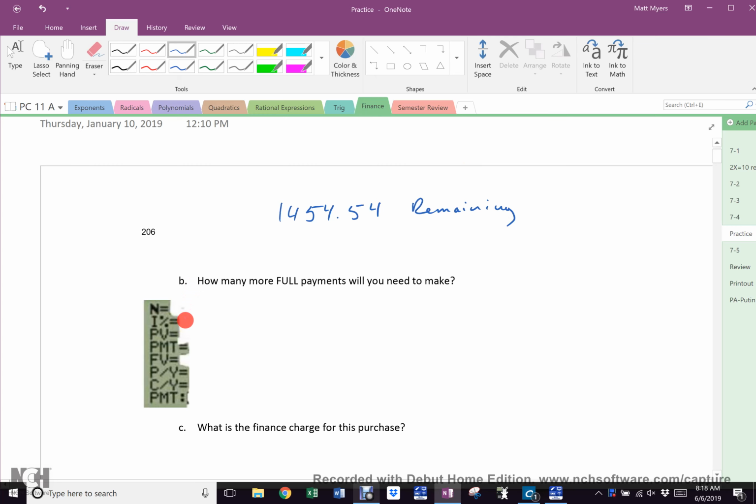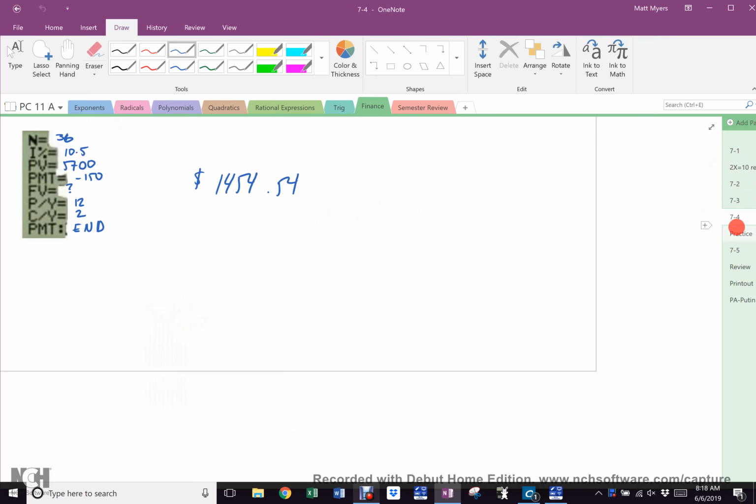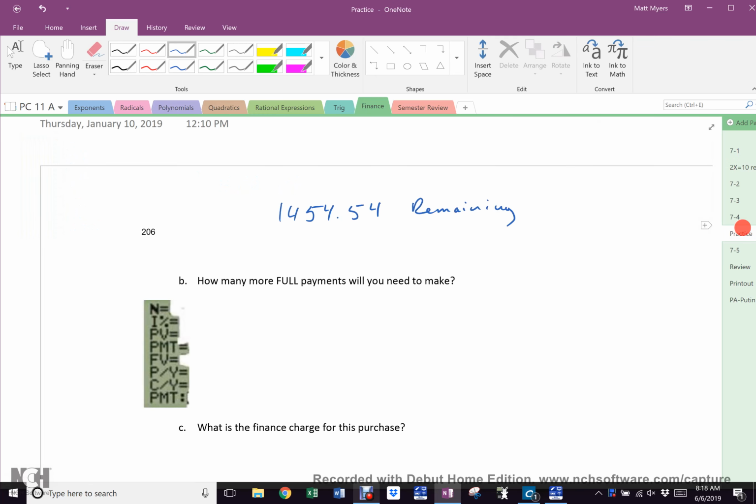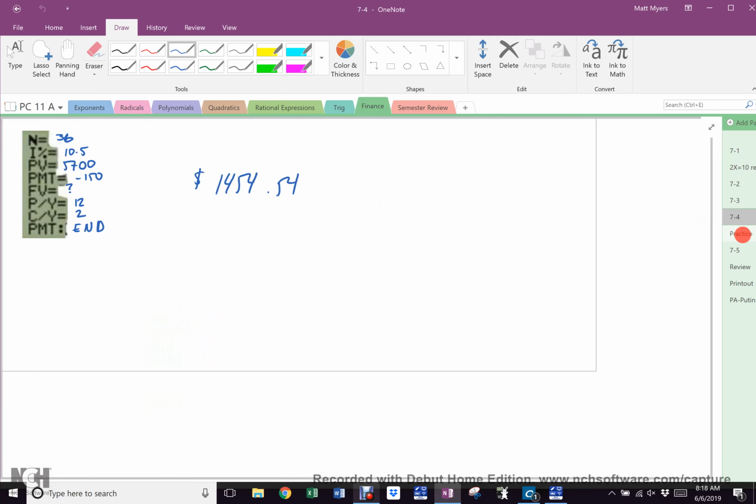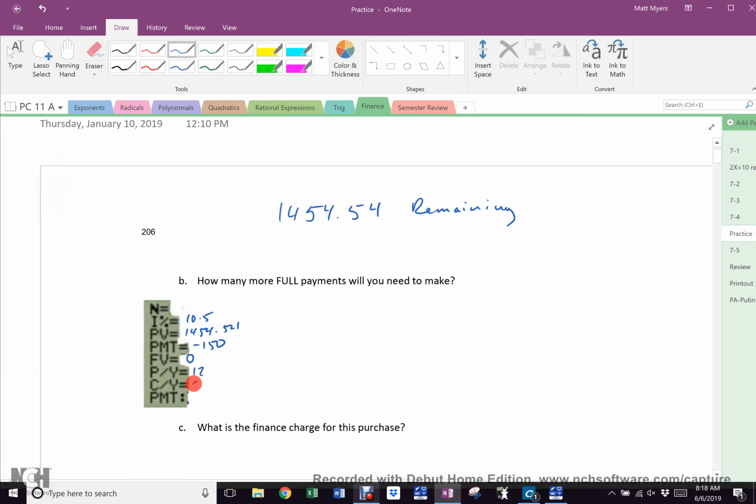So our interest rate, I don't remember what it was, sorry. 10.5, right. So our interest rate was 10.5. Our present value was 1454.54. Our payment is negative 150. Our future value is 0. I think it was 12 and 12, wasn't it? No, 12, 2. 12, 2, and end. So use your calculator.